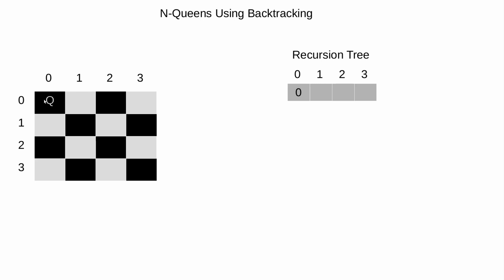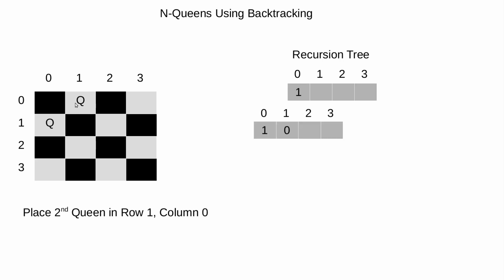Now let's try to place queen 1 in the next column. So we'll place queen 1 in row 0, column 1. Queen 1 will be safe because there is no other queen to attack it. Now let's try to place queen 2. So we'll place queen 2 in row 1, column 0. Because we are placing a new queen, we again move to a new level in the recursion tree. Here, is the queen safe at this position? No, because it's in the same diagonal as queen 1.